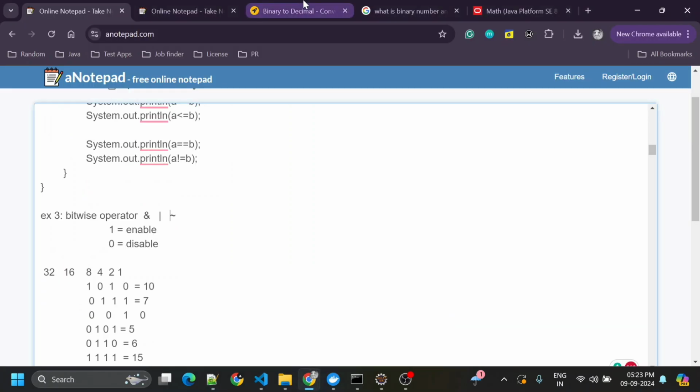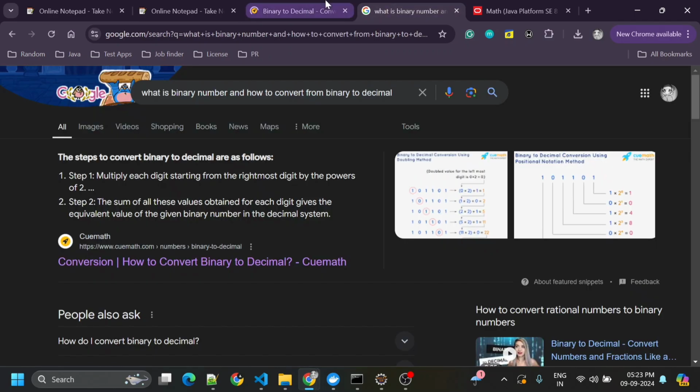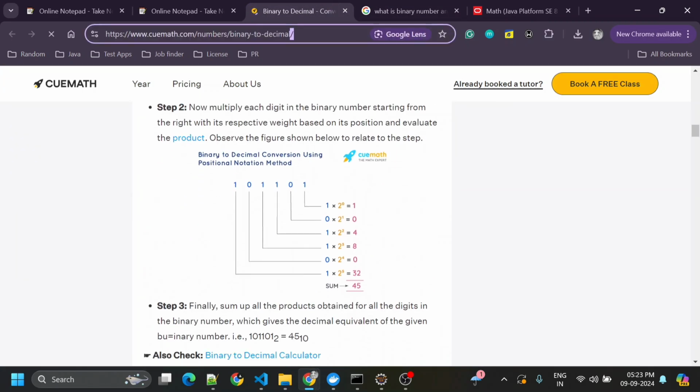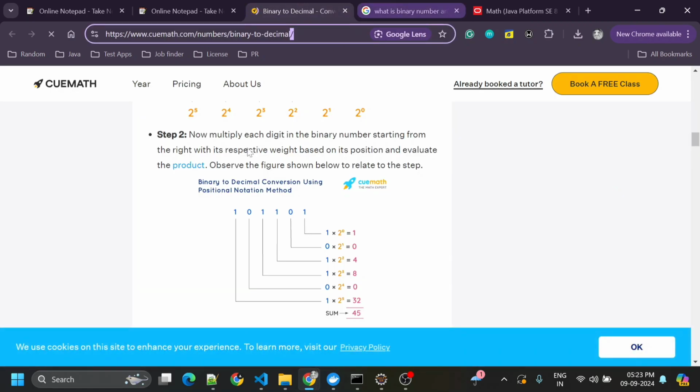All right. So if you guys want to understand it very carefully, you can go to this website, or you can just Google what is a binary number and how to convert from binary to decimal. Then you can open the first link, and this website will open.